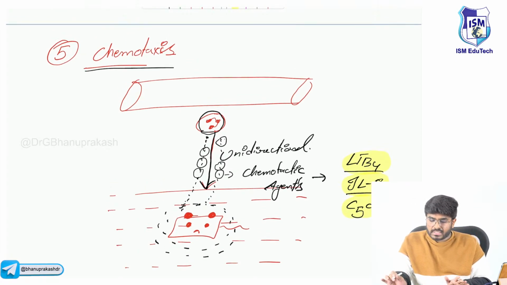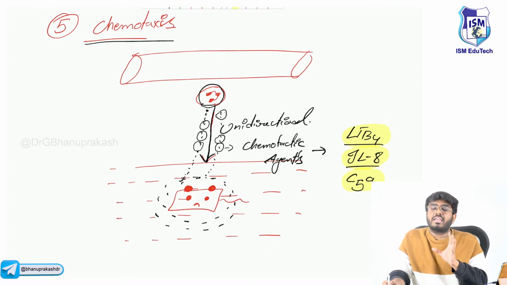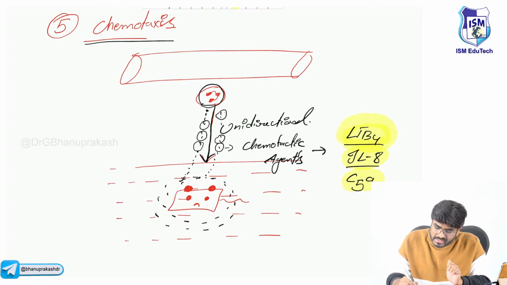So chemotaxis also completed. Now just tell me important points about chemotaxis. Chemotaxis is the movement of the neutrophil to the area of inflammation. Is chemotaxis unidirectional or multidirectional? It's unidirectional. What are the chemotactic agents? Leukotriene B4, interleukin 8 and C5a.